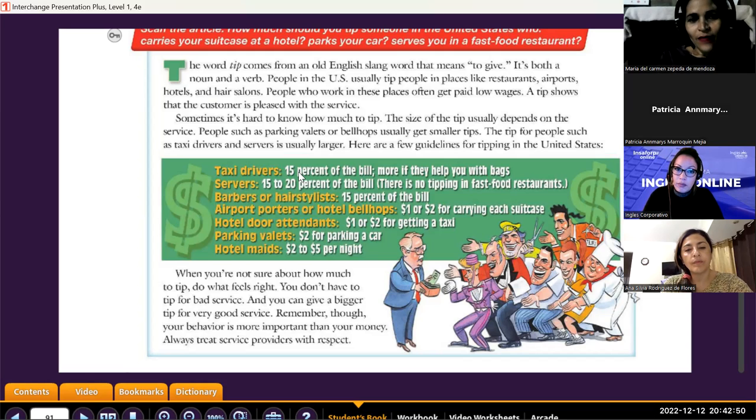Barbers or hairstylists, 15% of the bill. Airport porters or hotel bellhops, 1 or 2 for carrying each suitcase. Hotel door attendant, 1 or 2 for getting a taxi. Parking valet, 2 for parking a car.